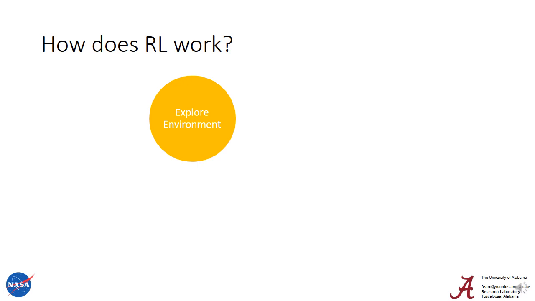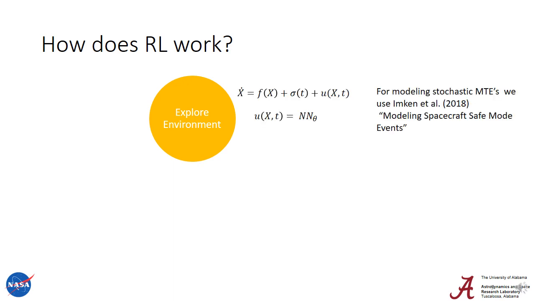Going one level deeper into how reinforcement learning works, it's a repeated set of 3 steps, the first of which is exploring the environment. In this case, we have our dynamics. Because the missed-thrust events are stochastic in nature, we have some stochastic perturbations, and we have our controller, which takes in the state and the time. Now, in this case, our controller is going to be a neural network with some parameters theta, which are just the weights and biases.